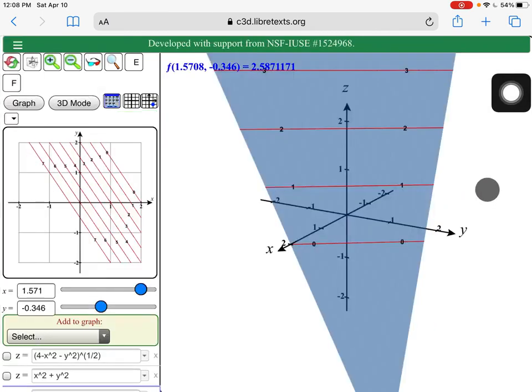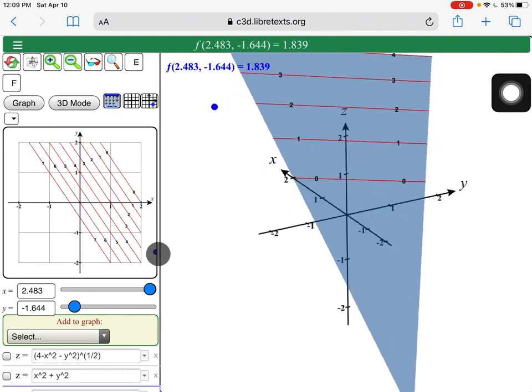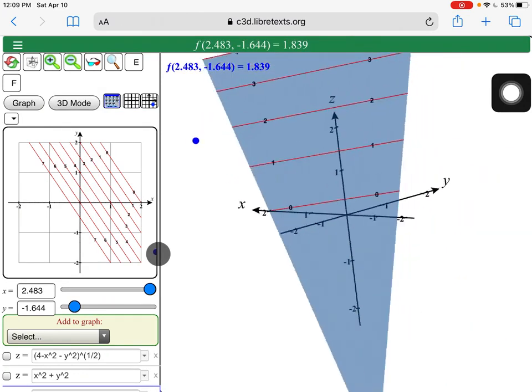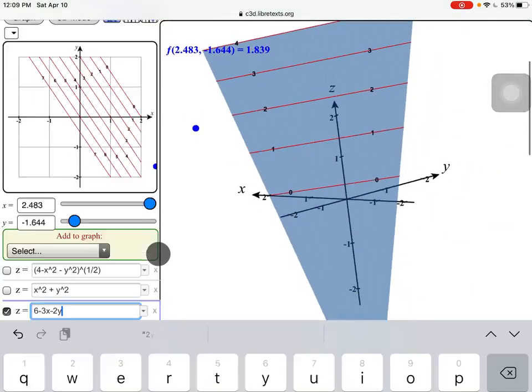So we see here, oops, it likes to do that to me. So I will try one more time before we get to the full graph.